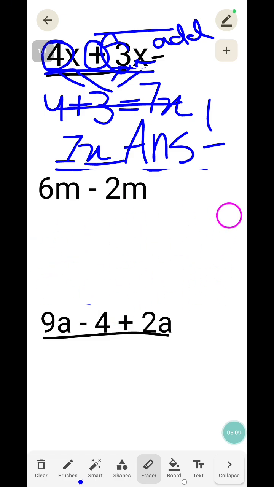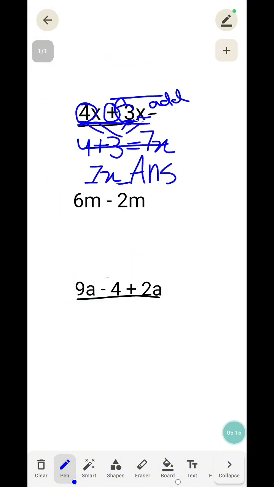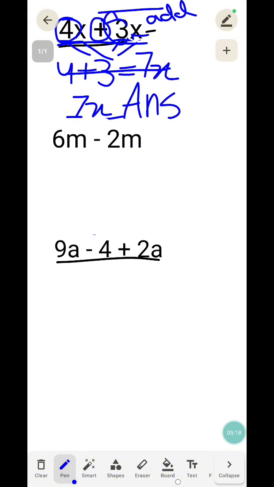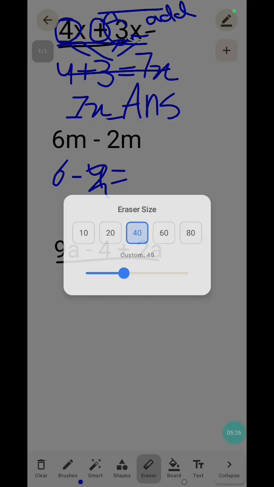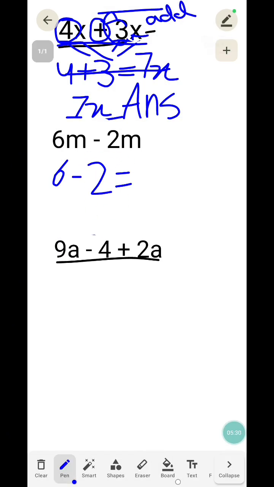Wait, I'll write this again. It's getting very hard for me because there's very little space. Okay, so I'll just write the answer here. 6 minus 4, sorry, 6 minus 2. 6 minus 2 is 4. So the answer is 4m.